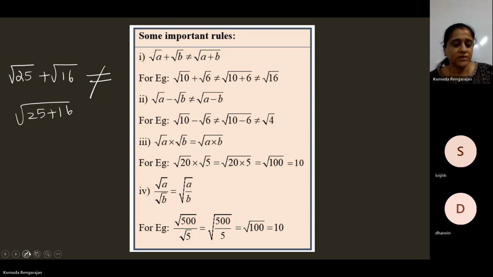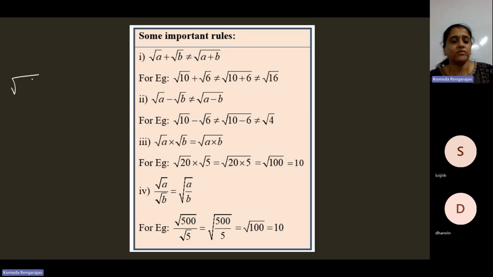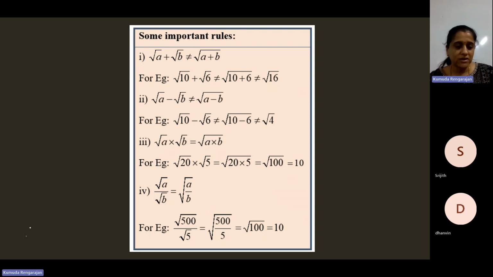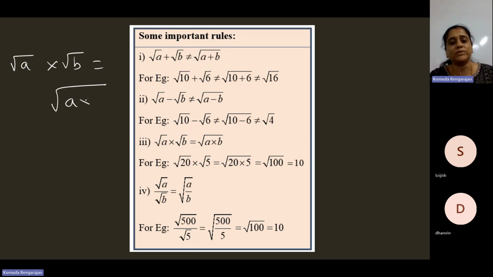Okay, next. Square root of A minus square root of B is not equal to square root of A minus B. This is the next rule. But for multiplication and division, it's okay. Square root of A into square root of B is equal to square root of A into B. True. Any number you can take. I've just taken 20 and 5. You can write any number.